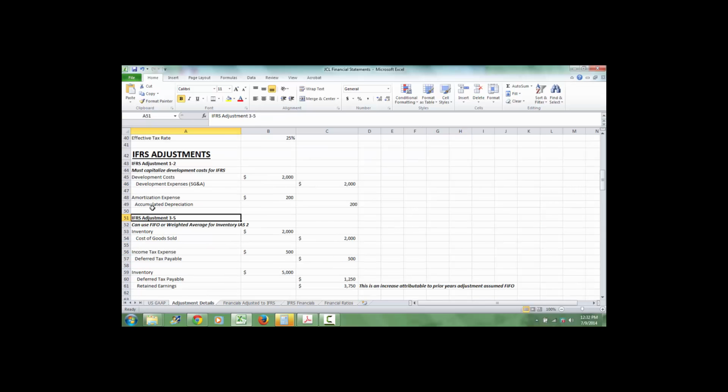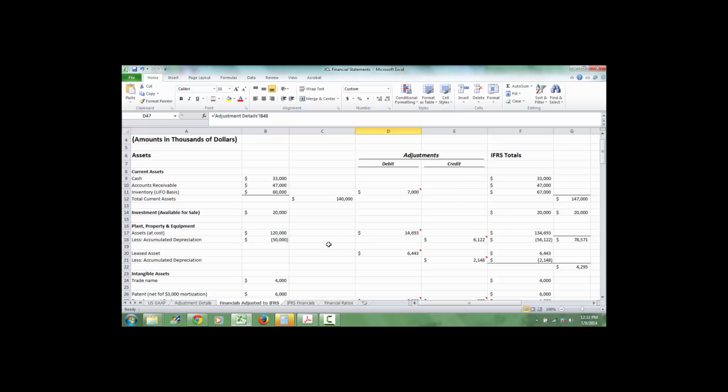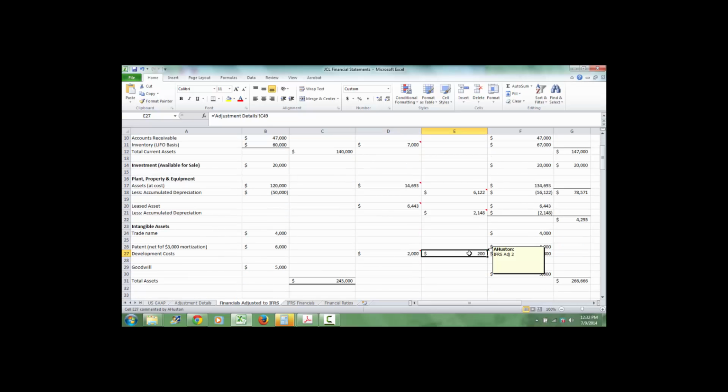The next adjustment is that we will need to amortize that over its useful life. So this is $200,000 of amortization, and we'll have to add to expense and add to accumulated amortization. So I'm going to go right to the problem, and this is where we subtract the accumulated depreciation, amortization, and I'm going to go right back up here to the development costs, and we subtract out $200,000 for 1.8 million.